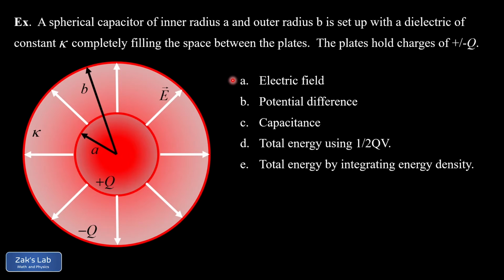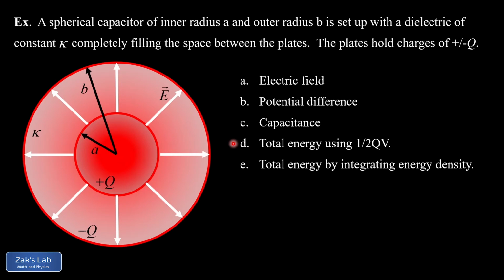And what we're going to do here is more or less answer every possible question we can think of about this spherical capacitor. So we're going to start by finding the electric field between the plates. Then we find the potential difference between the plates, and we do that by taking a path integral of electric field. So we're using our previous answer. Then we get the capacitance, which is found by taking the ratio of charge to potential difference.